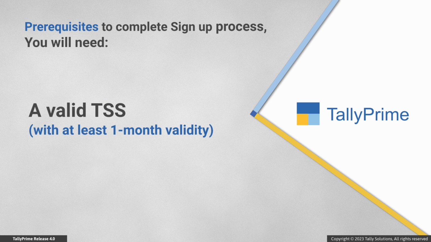A valid TSS with at least 1 month validity to get your WhatsApp business subscription. For more details, contact your Tally partner.